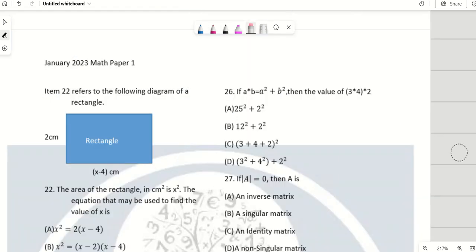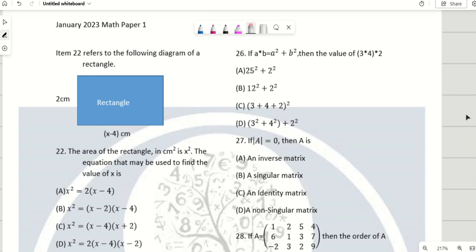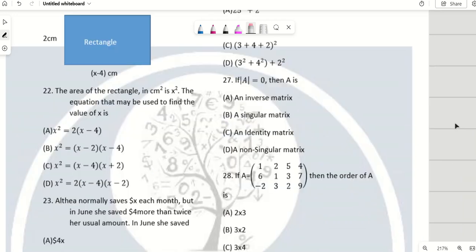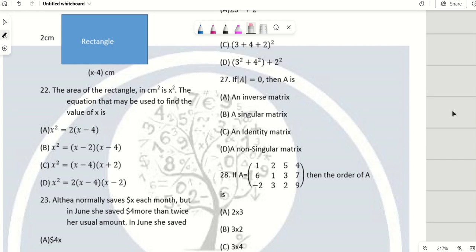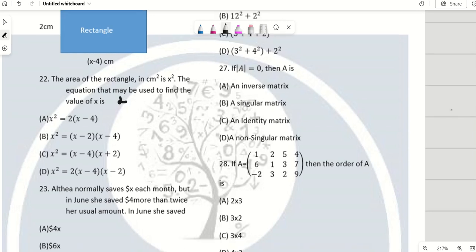Number 22 says, item 32 refers to the following diagram of a rectangle. The area of the rectangle in centimeters squared is x squared. So they're telling you that the area is x squared. The equation that may be used to find the value of x is, so we know that the area of a rectangle is length multiplied by breadth, which is equal to x squared. So that is x minus 4, which is the length, multiplied by 2 is equal to x squared. We're looking for something like this. That is, E would be your answer.